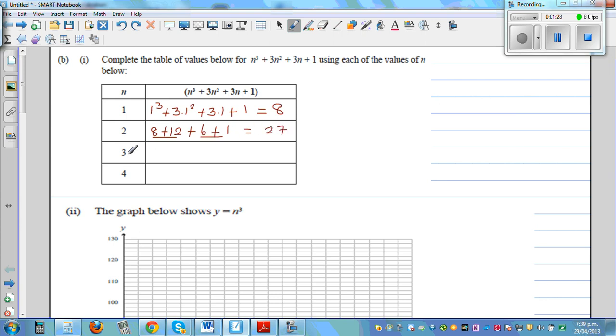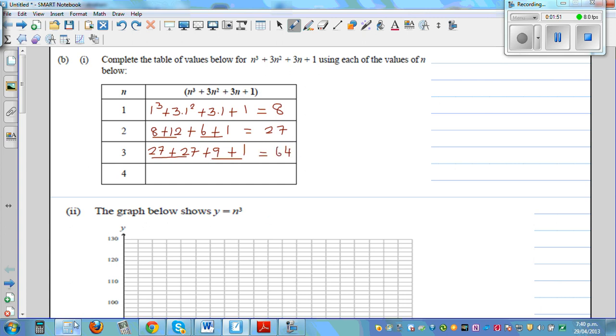If it is 3, so 3 cubed I know is 27, plus 3 times 3 squared, which is 3 times 9, which is again 27, plus 3 times 3, which is 9, plus 1. So this is 54 plus 10, which is 64.